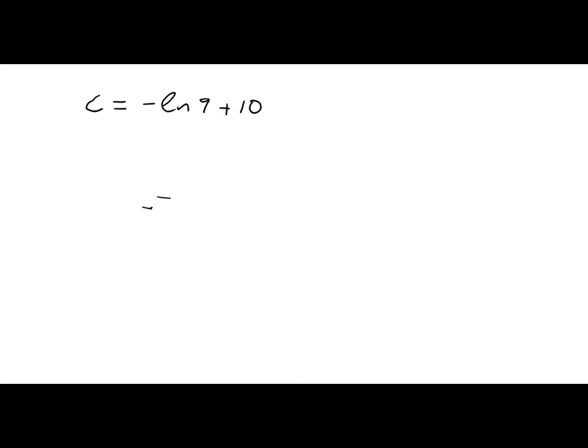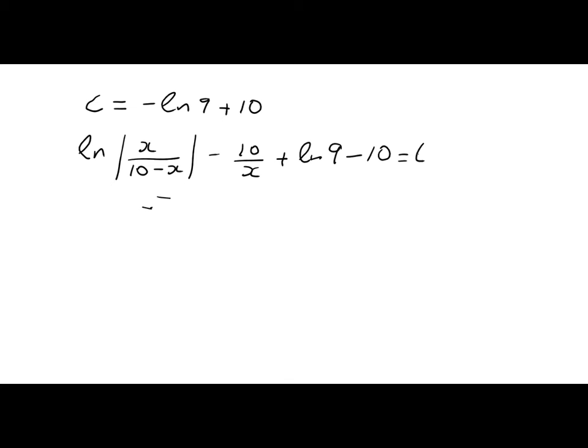So rearranging, we get the log of x over 10 minus x minus 10 over x plus the log of 9 minus 10 is equal to t. And we can still clean that up a little bit more. It's going to end up like this.